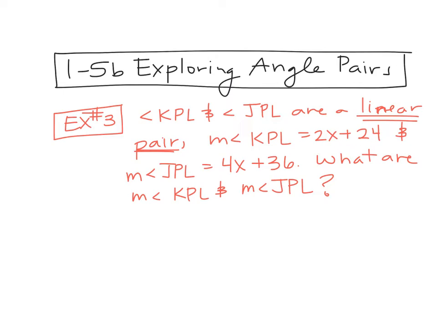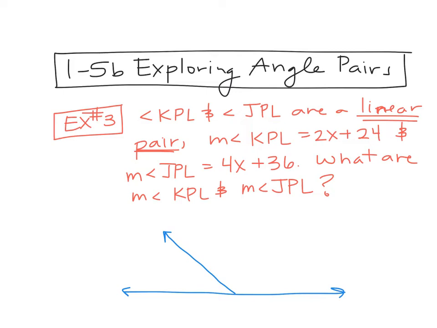So if you have a problem like this and they say KPL and JPL are a linear pair, basically what you're doing then is you're drawing a picture of two angles that form a straight line. Now at this point you're not going to be able to draw it to scale because you don't really know what your values are going to work out to because we have an unknown of x. But we just need a visual for now, okay? So we're just going to draw a ray in and name them.